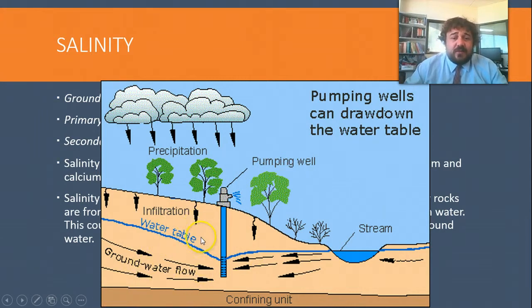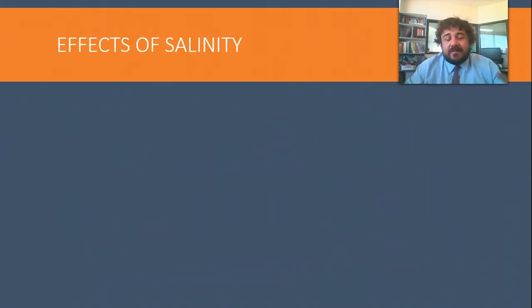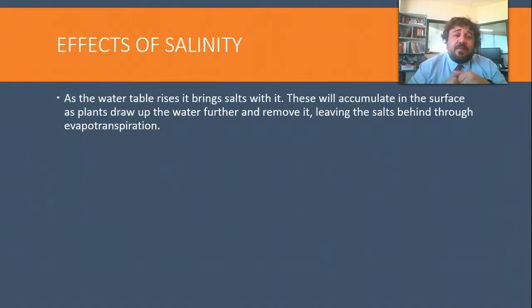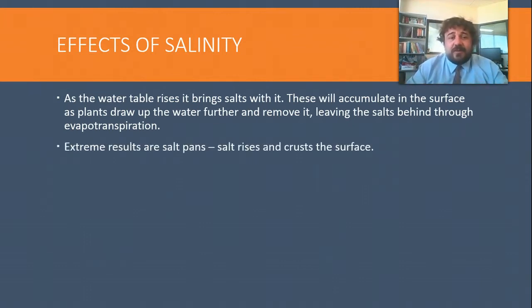So we pump from this well, and we're using all this water here. But what this is actually going to do is lift the water table up with it. It'll bring it all up. It'll float up higher. Now, this obviously doesn't sound like it's a party, so what effect can it have? Basically, as it brings up the salt, they'll accumulate in the surface. Plants draw this water up further, and remove it, leaving the salt behind on the surface due to evapotranspiration.